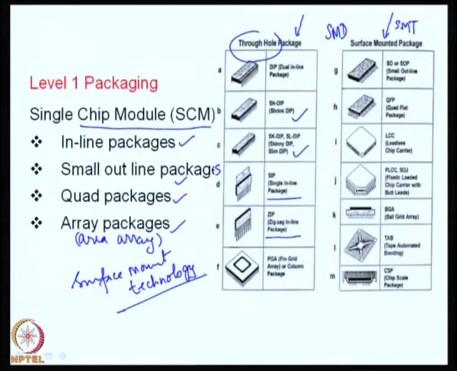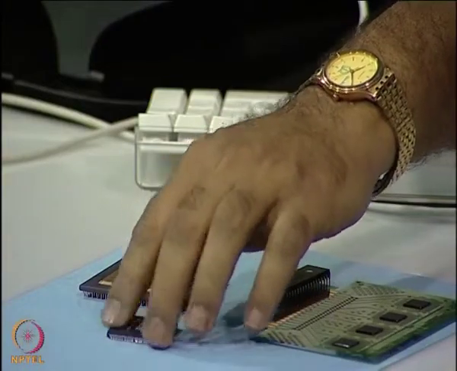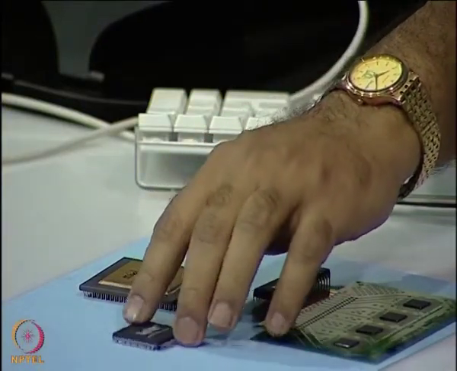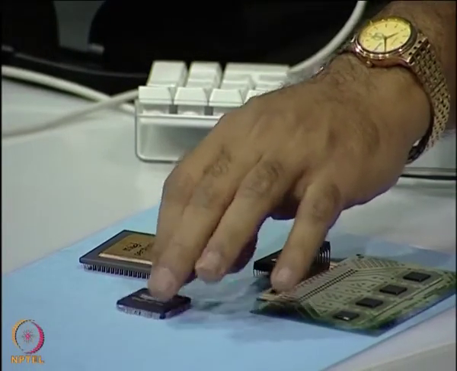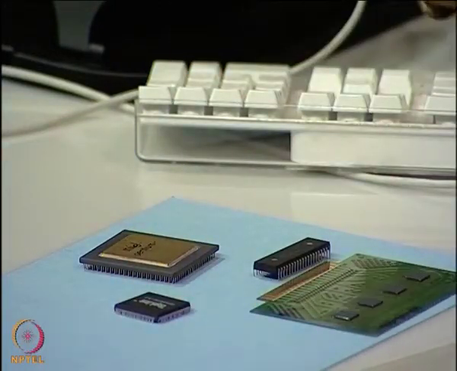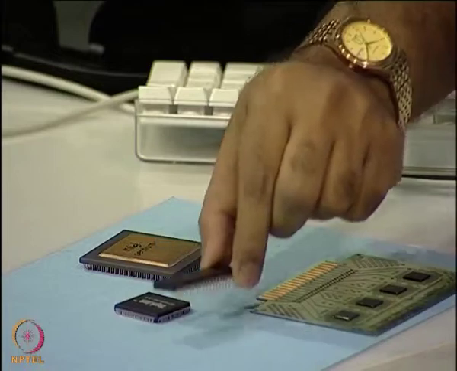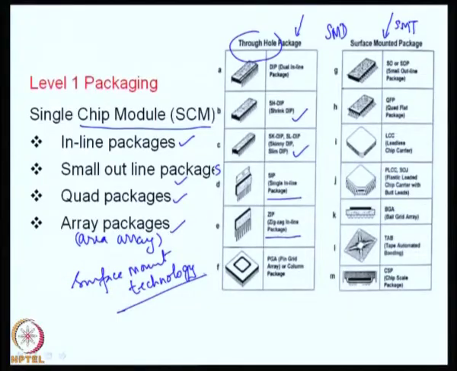Then we have the QFP, quad flat pack or package. What I am seeing here is a quad flat pack, because as you see, if I rotate this, on all the four sides you have the pins. The periphery of the package on all the four sides contains the pins. That is why it is called a quad, whereas this is a dual. So, quad flat pack or package. There are various types of quad flat packages. We will see as we go along.